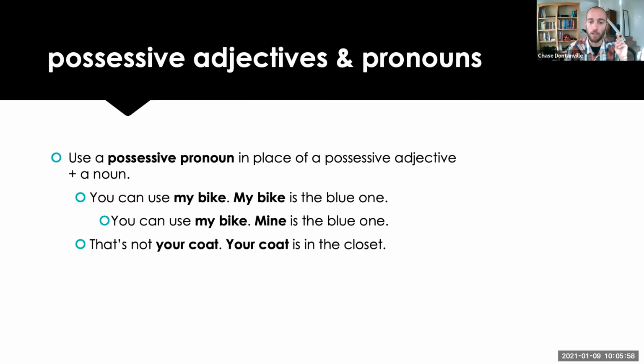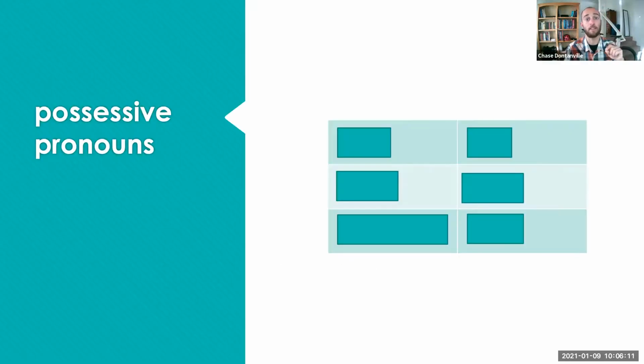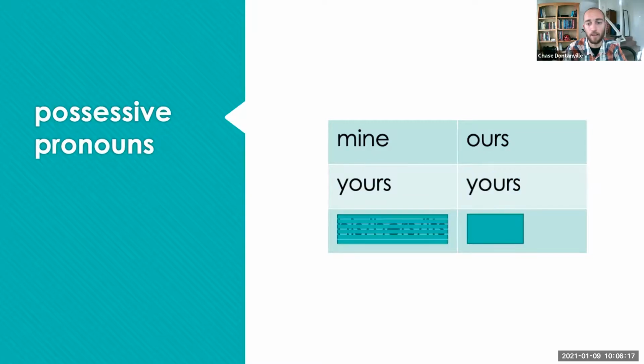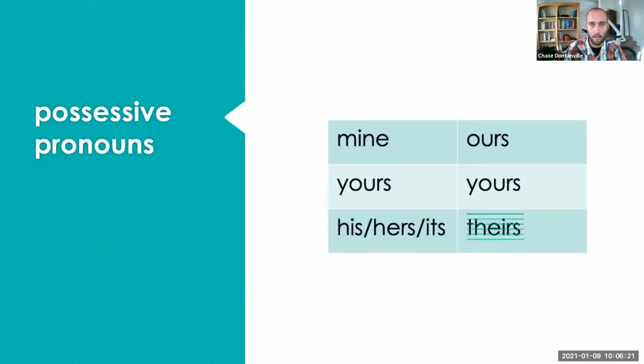That's not your coat. Your coat is in the closet. How can we say this better? That's not your coat. Yours is in the closet. So, what are the possessive pronouns? Mine, ours, yours, yours, his, hers, its, theirs. These are possessive pronouns.